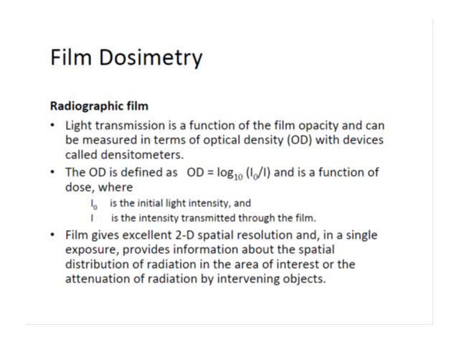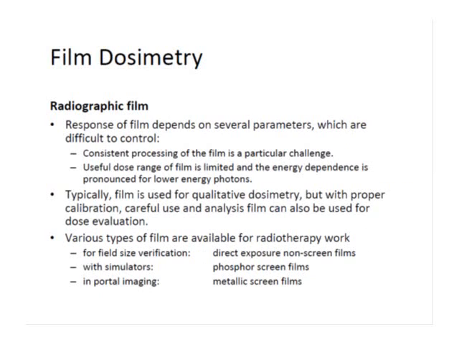So film badge dosimeter gives excellent 2D spatial resolution. In a single exposure, it provides information about the spatial distribution of radiation present in that area. The response of film badge dosimeters depends upon several parameters which are difficult to control. One is the processing of the film. It will vary depending upon the person and depending upon the time also.